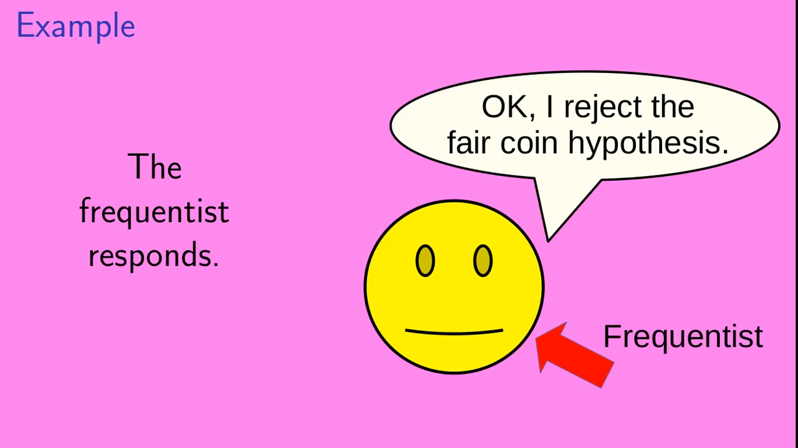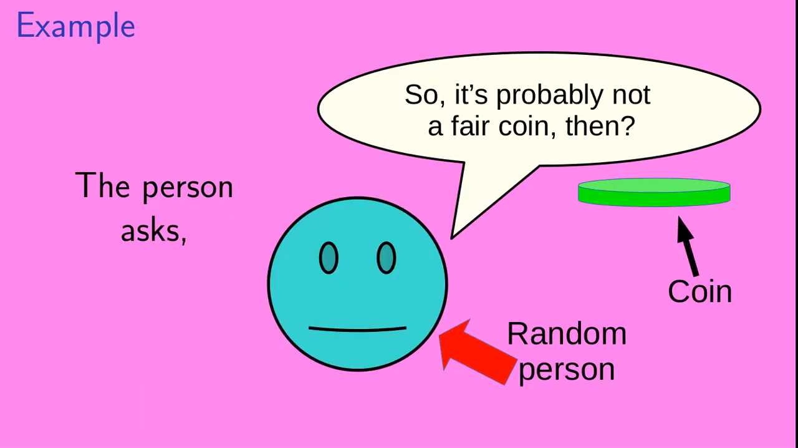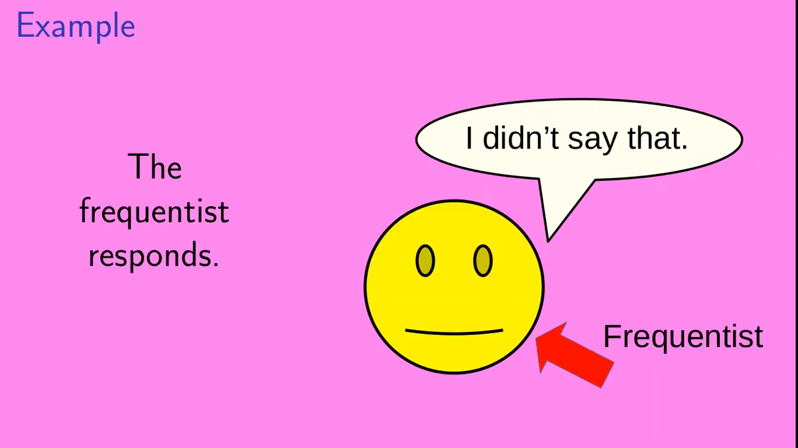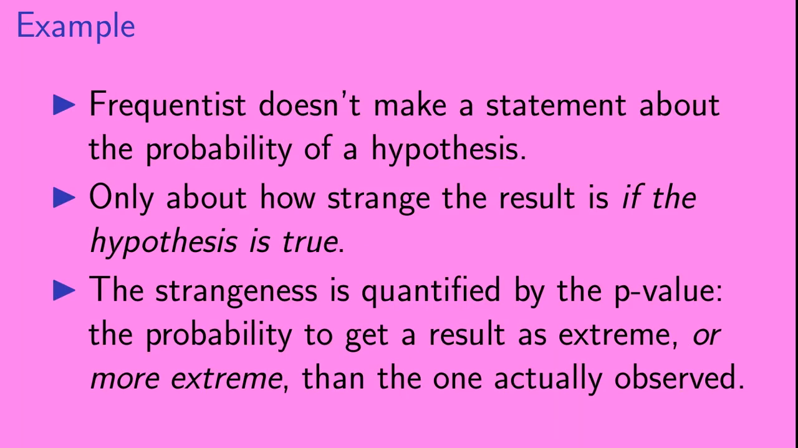So the frequentist responds, "Okay, I reject the fair coin hypothesis." The person asks, "So it's probably not a fair coin then?" And the frequentist says, "I didn't say that." A frequentist doesn't make a statement about the probability of a hypothesis, only about how strange the result is if the hypothesis is true. The strangeness is quantified by the p-value, the probability to get a result as extreme or more extreme than the one actually observed.